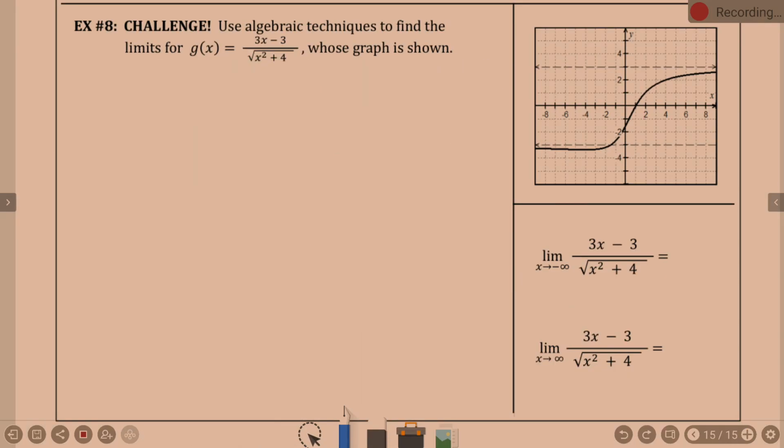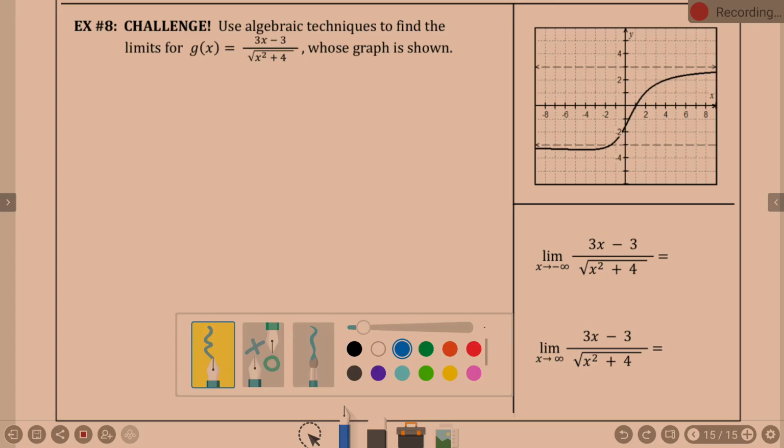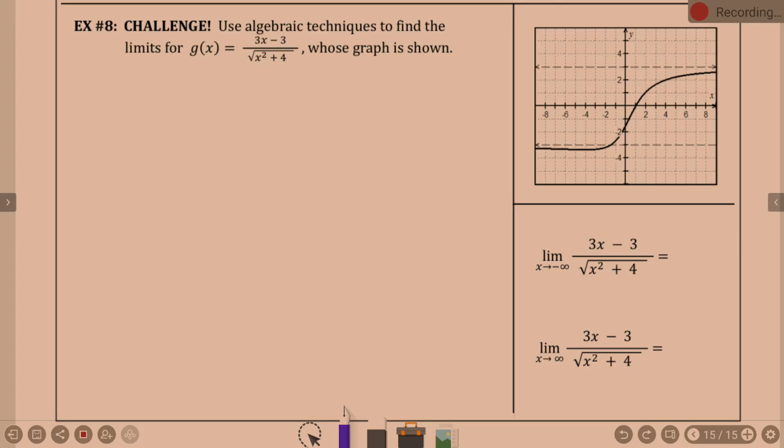It says to use algebraic techniques to find the limits for g of x equals 3x minus 3 over the square root of x squared plus 4, whose graph is shown. Which means we kind of already know the answers. But how could we do this if we didn't already have the answers? Okay, so if we didn't already have the graphs, I guess we don't have the answers, but let's look.